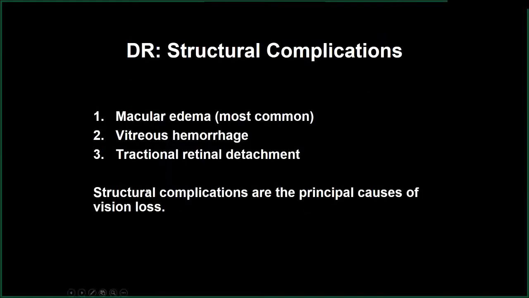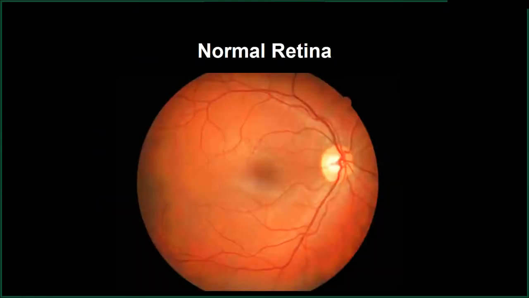And tractional retinal detachment. So this is a special form of retinal detachment that mostly diabetics get. It's not the run-of-the-mill kind that's caused by a tear in the retina that usually requires surgery very quickly. I'll talk a little bit more about this when I show you some photographs, but it's a complication of massive proliferation of blood vessels in the retina that ultimately undergo an angiofibrotic switch. So they switch to fibrosis and slowly detach the retina. And these structural complications are the principal causes of vision loss in diabetes.